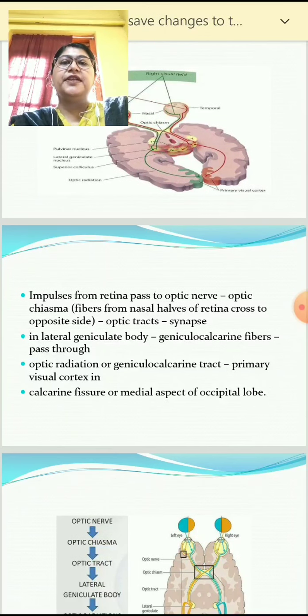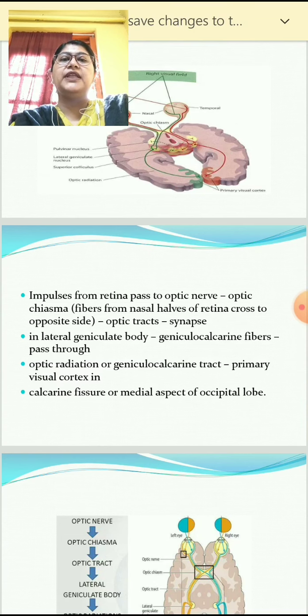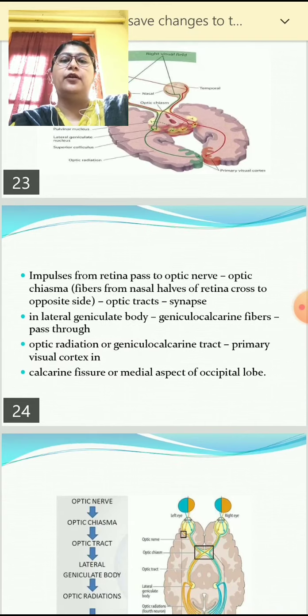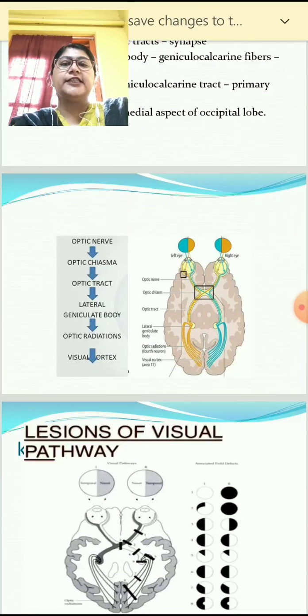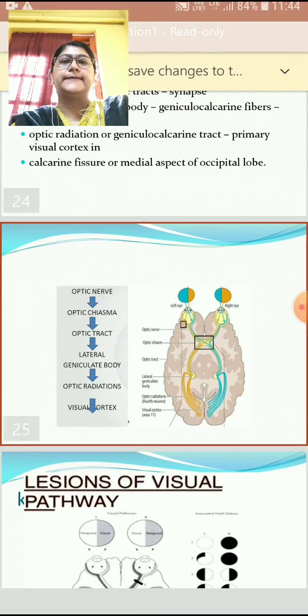Then it goes to the optic tracts and then synapses in the lateral geniculate body, then geniculocalcarine fibers pass through the optic radiation or geniculocalcarine tract. Then it goes to the primary visual cortex in the calcarine fissure on the medial aspect of the occipital lobe. In short: optic nerve, optic chiasma, optic tract, lateral geniculate body, optic radiations, and finally the visual cortex.